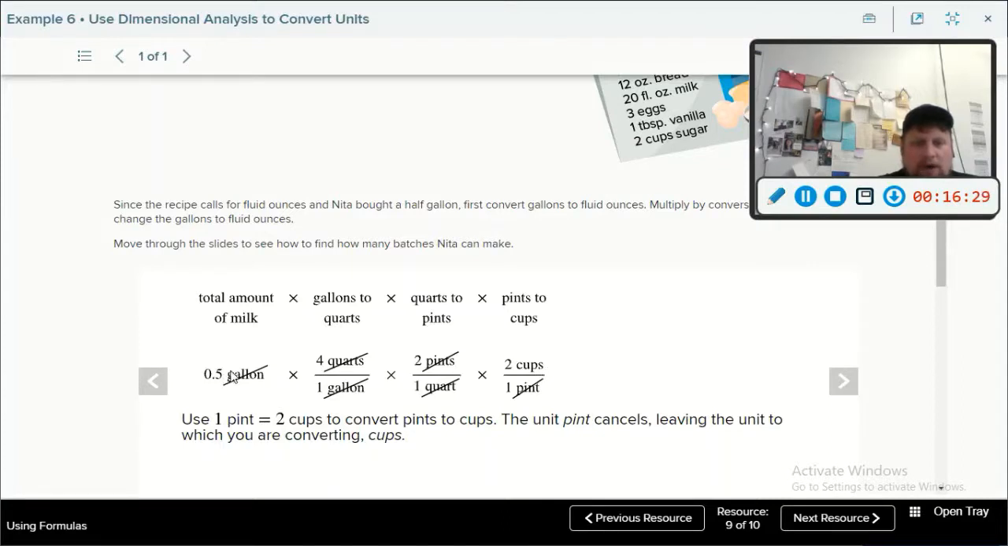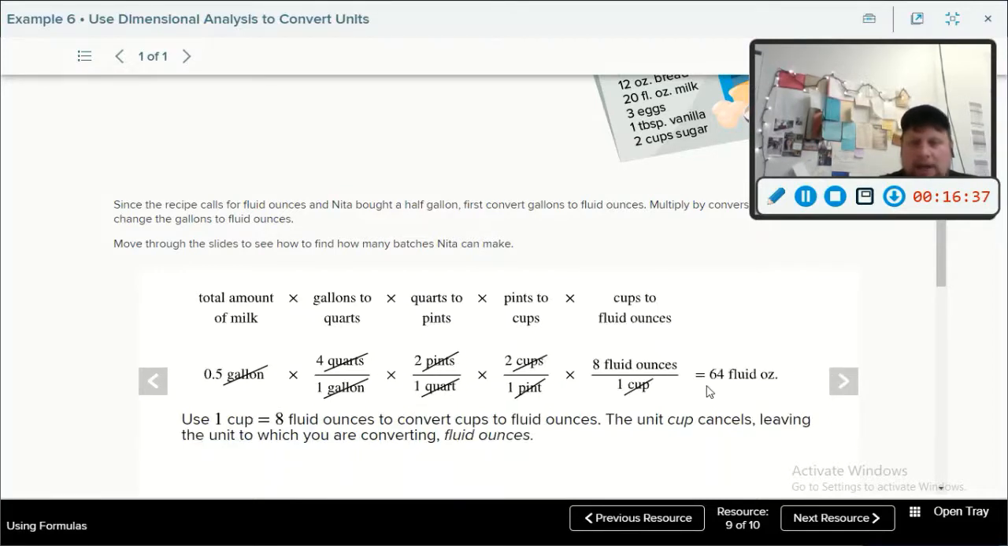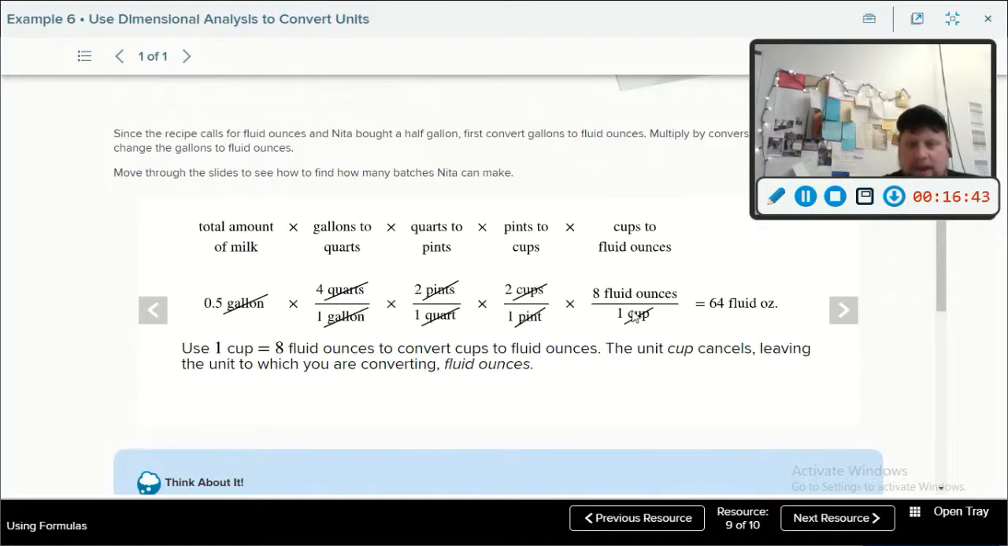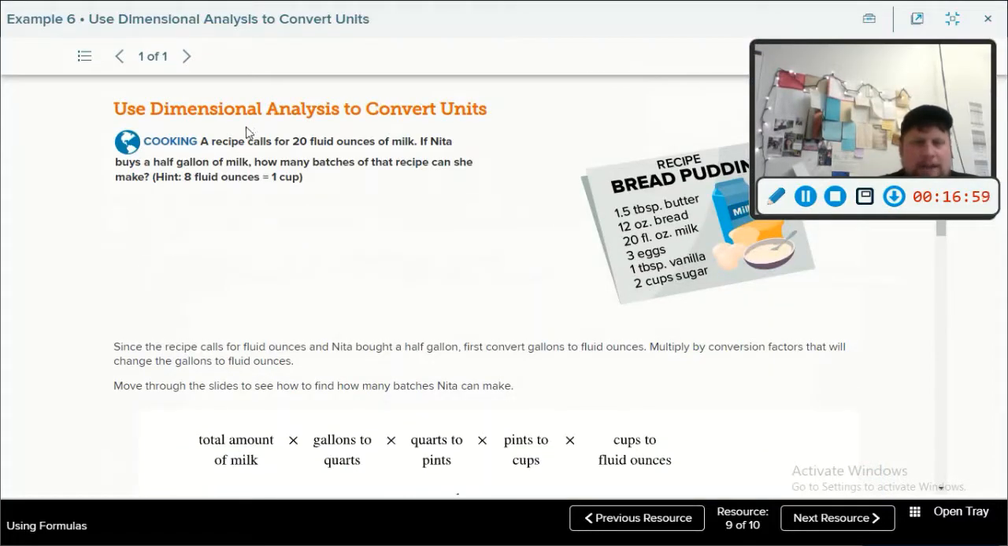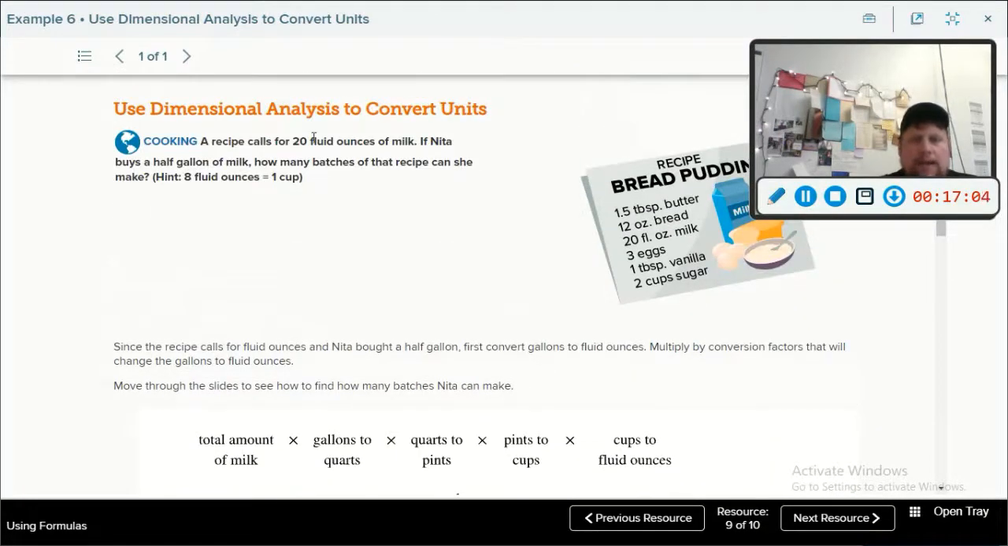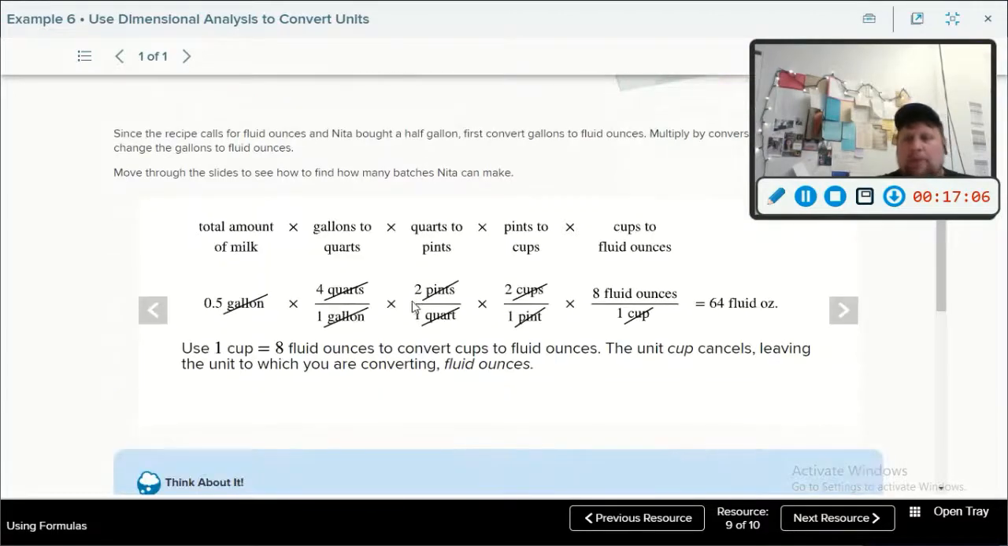See how we've started here? We haven't actually done any of the multiplication, but we're just watching our units change until we get to the right units. And last but not least, it told me that there's 8 fluid ounces in 1 cup was the hint up here. So now I know there's 8 fluid ounces, and the reason why it says fluid ounces instead of just ounces is that fluid ounces are different than dry ounces. They're the same weight, but a different type of measure. All right, so 8 fluid ounces, that's what we need to stop on, because I was given that I have a half gallon, I need 20 fluid ounces of milk for the recipe, and I want to know how many of those I can make.